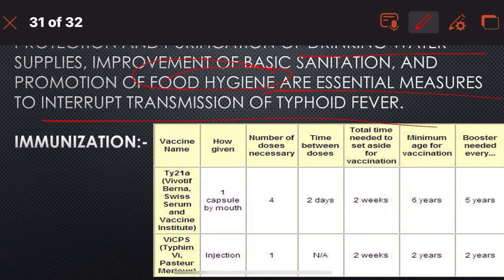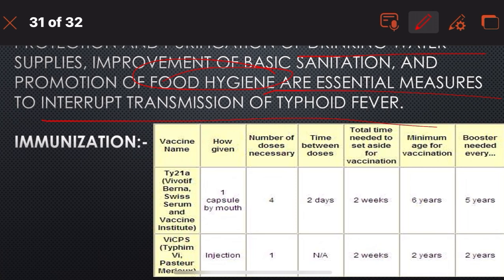It is recommended to those who are living in the endemic areas, to the household contacts of an infected individual, or to groups at risk of infection like school age children and hospital staff. They are at a high risk of contracting this infection. And the travelers who are proceeding to the endemic areas can be immunized against typhoid fever. Those who are attending yatras and melas can also be immunized.